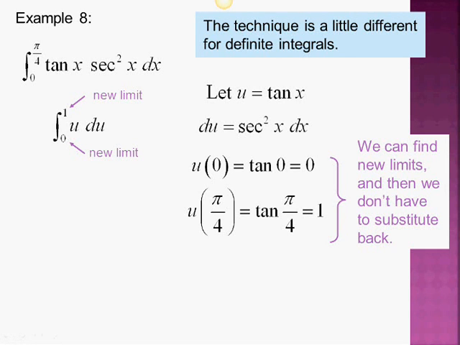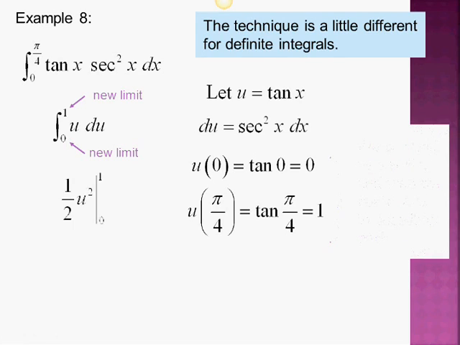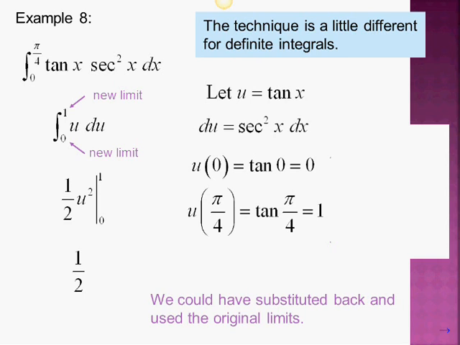So I rewrite everything now in terms of u. I integrate it, 1/2 u squared. Remember, with definite integrals, I don't need the plus c. And I'm just going to integrate that from 0 to 1 now instead of 0 to pi over 4. So when I put 1 in, I'll get 1/2. When I put 0 in, I'll get 0. And my final answer then is 1/2. So the area under the curve of the tangent of x secant squared of x function from 0 to pi over 4 is just 1/2.